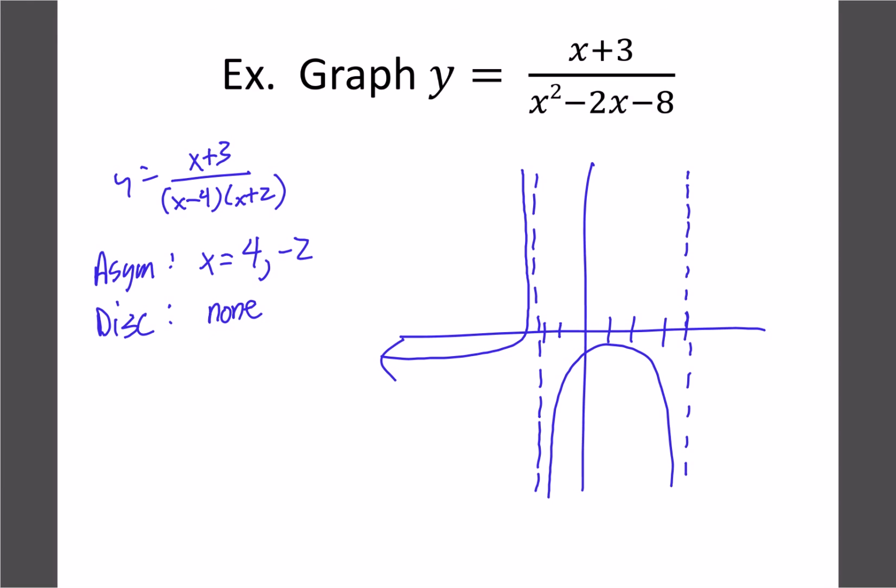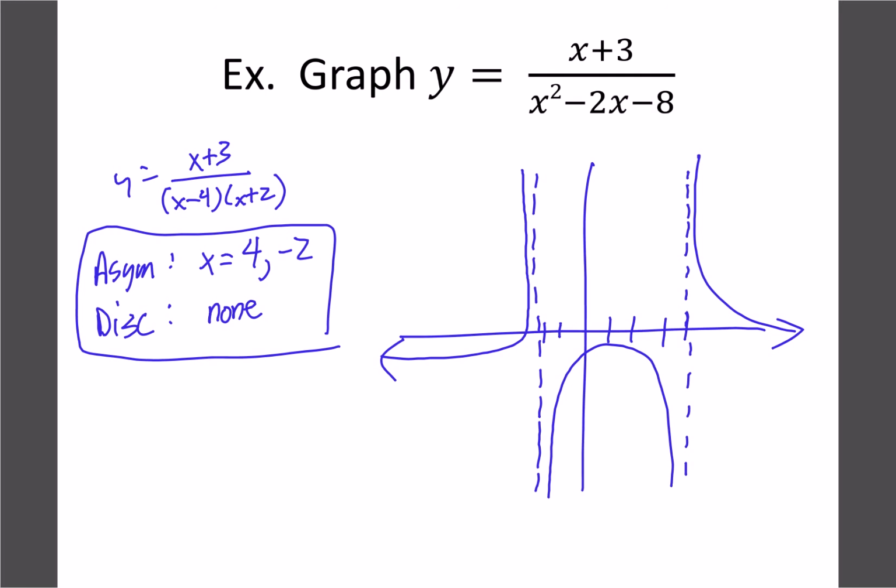And that's it. So that's what our graph ends up looking like once we draw our graph. But once again, you just got to remember the key thing is your asymptote lines and the discontinuity. And that's all for this lesson.